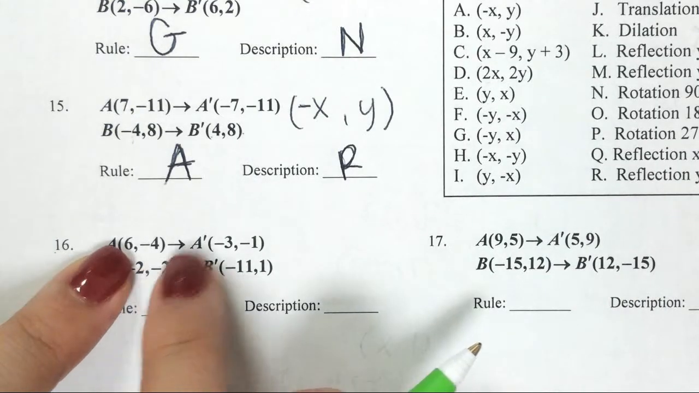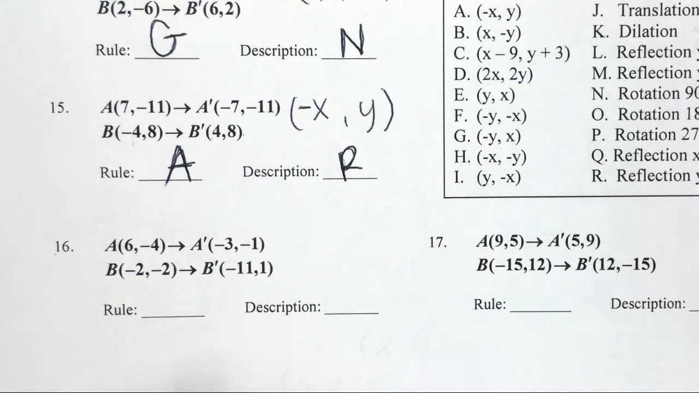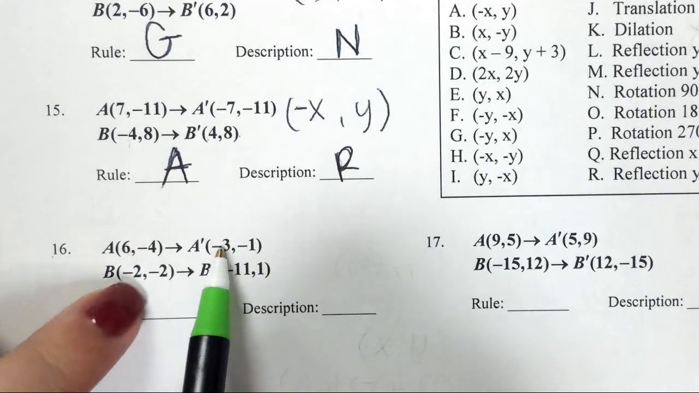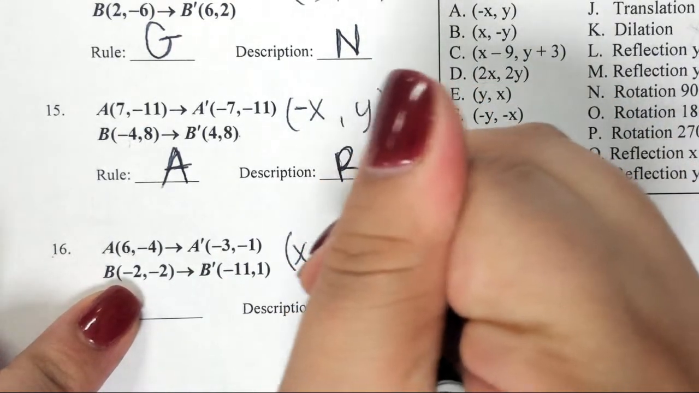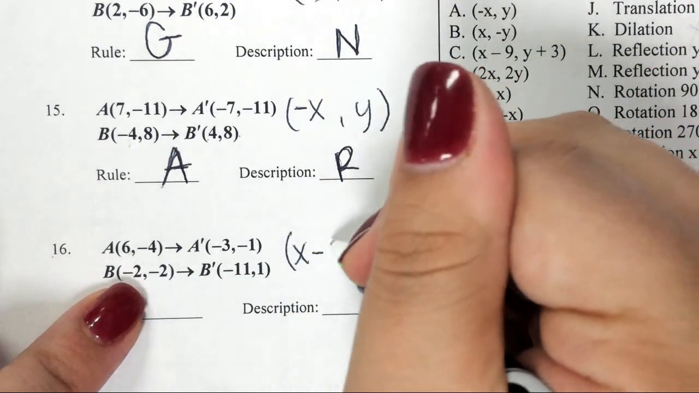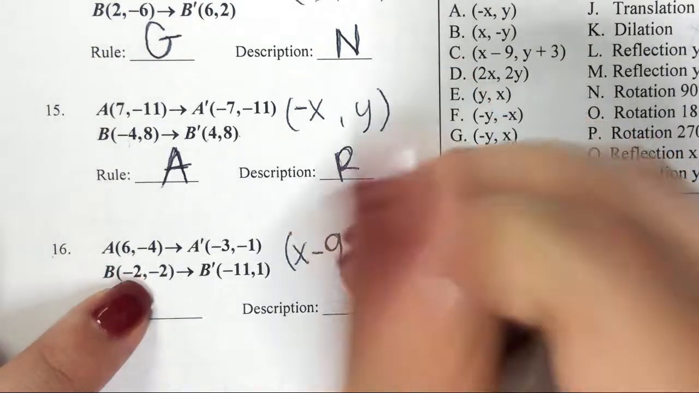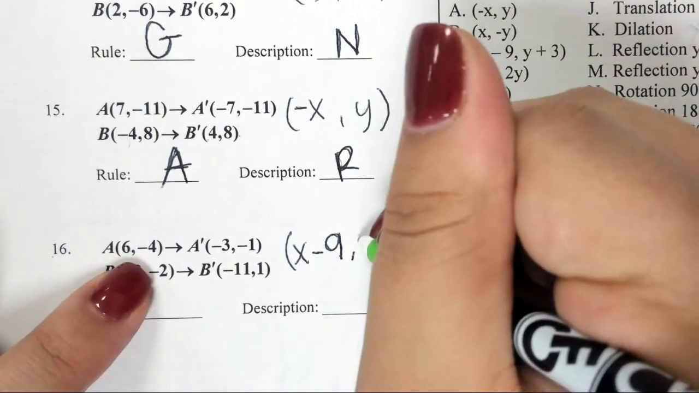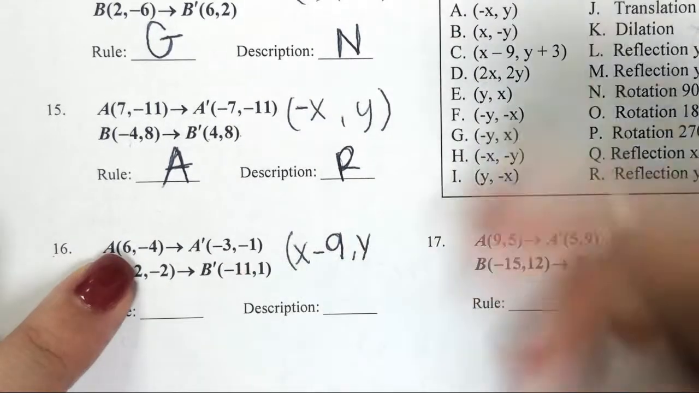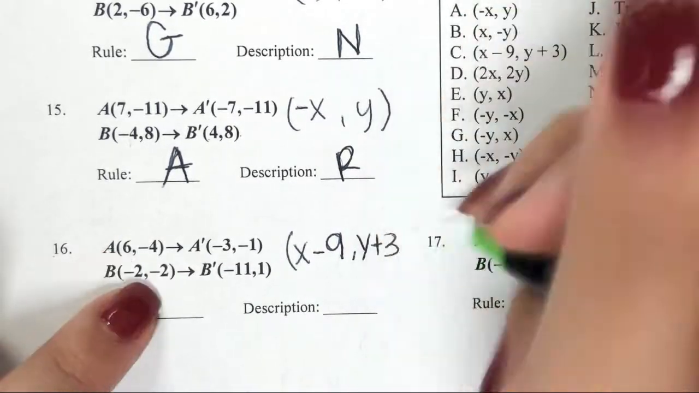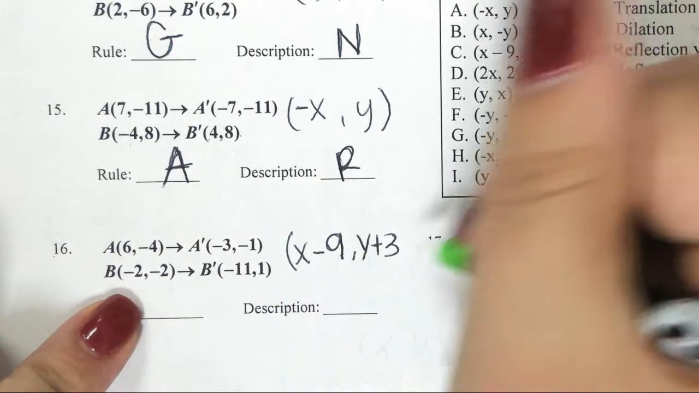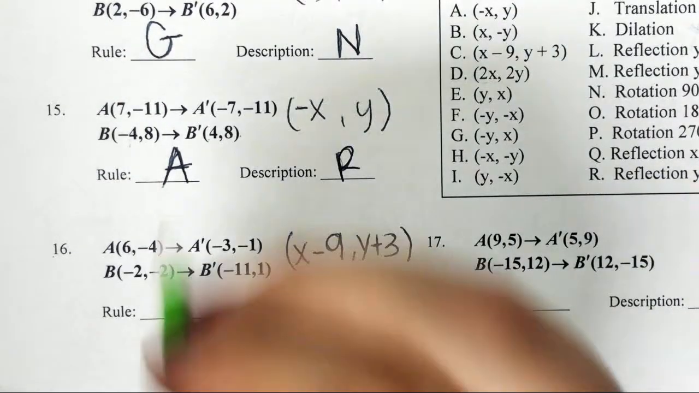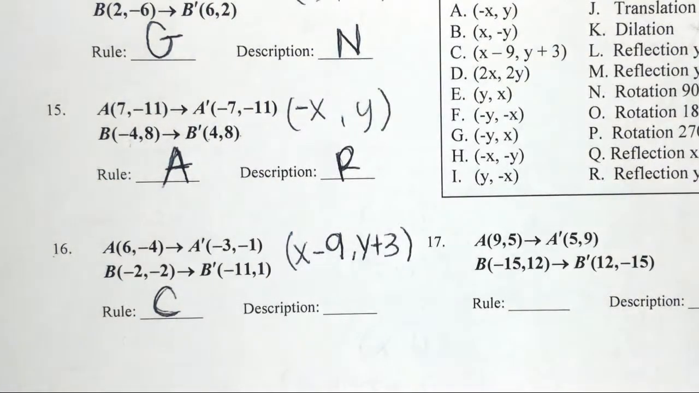Alright, for this one, these are nowhere near what they were. I can't switch them around. So I'm probably adding. So how do you get from 6 to -3? -9. And just double check it works with the second one. Is -2 minus 9 -11? Yeah. And for y, how do you get from -4 to -1? Plus 3. Make sure that works: negative 2 plus 3 is 1. Third choice. So that would be C, and that's the only one that's a translation.